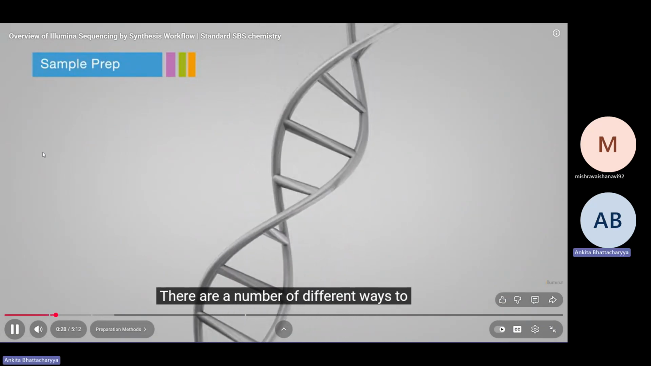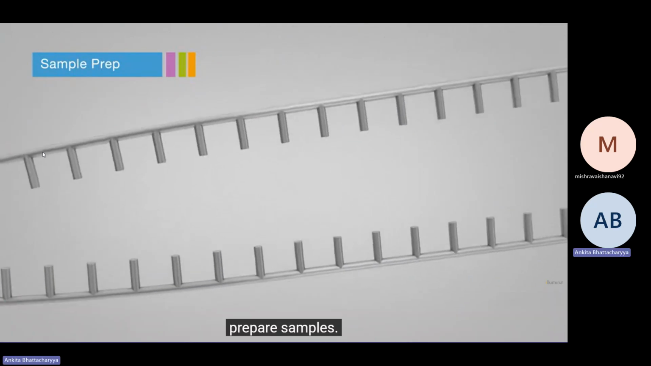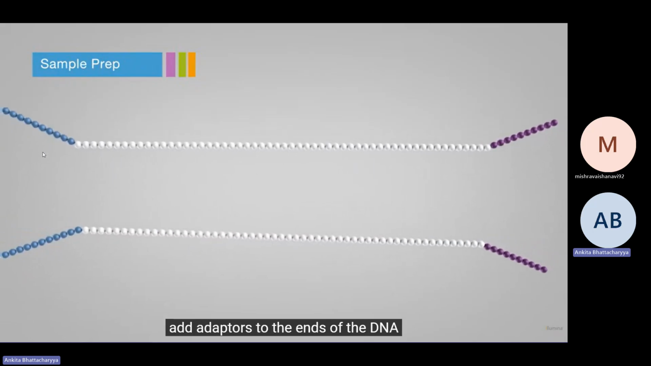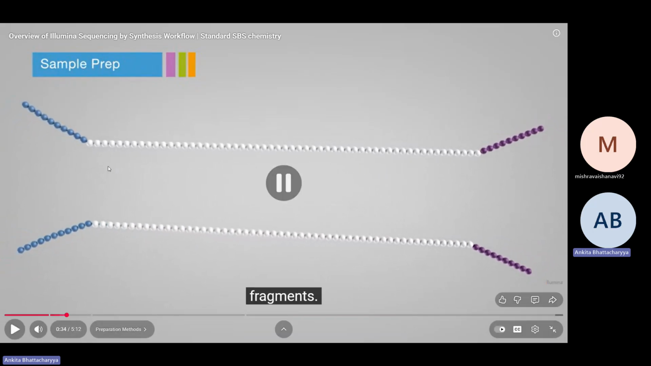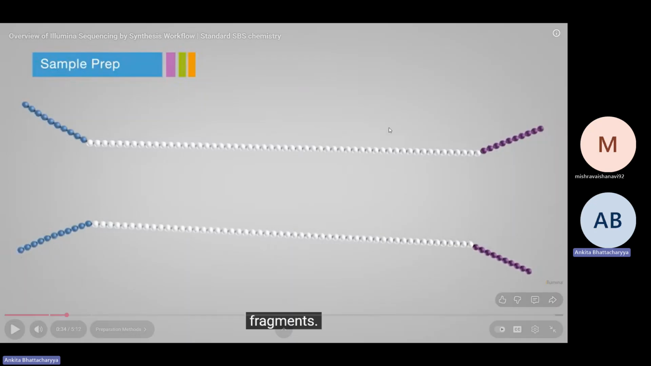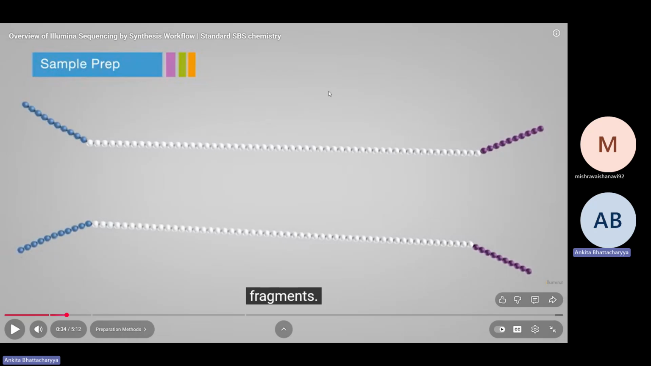There are a number of different ways to prepare samples. All preparation methods add adapters to the ends of the DNA fragments. So like you can see, this is your DNA sequence of interest, in the middle in white, and you attach 5' and 3' adapters to the same to prepare your sample.